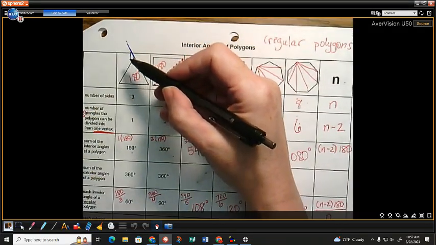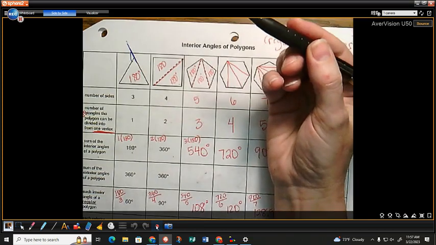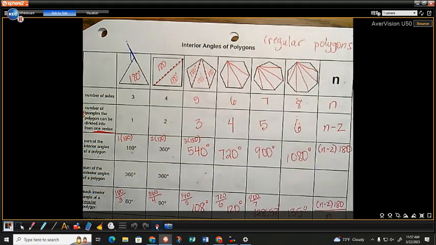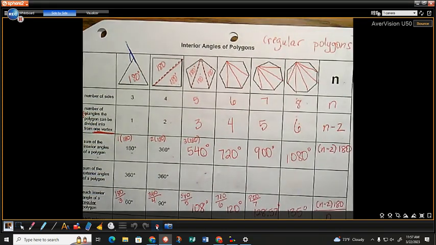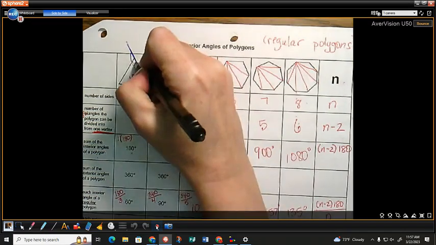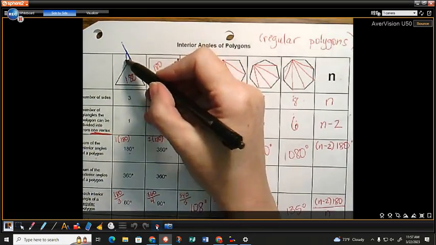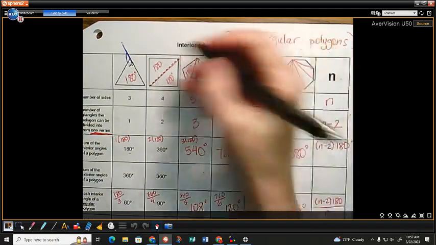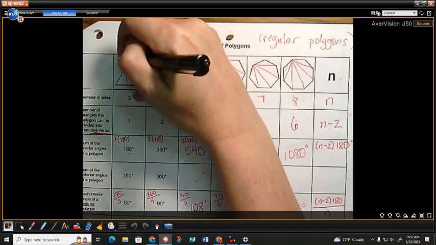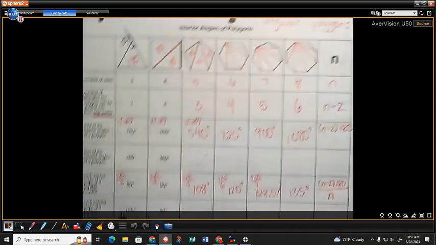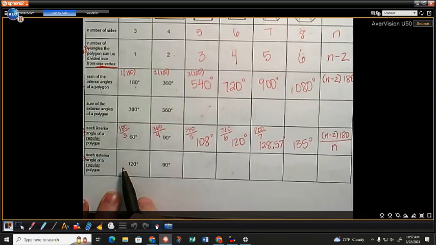Now, remind me about an exterior angle. What makes an exterior angle? They're supplementary to the interior angles. So here, my interior angle was 60, so my exterior angle here was how big? 120 degrees, which is what it has. Okay?